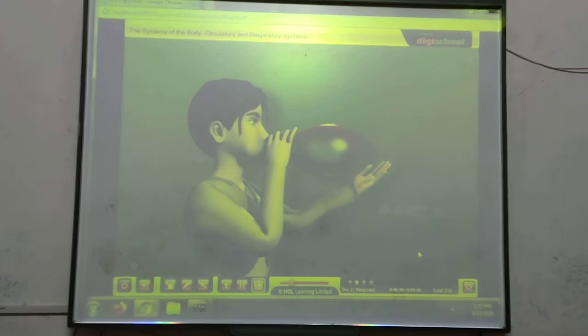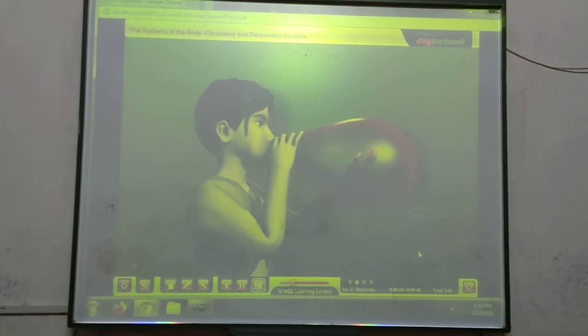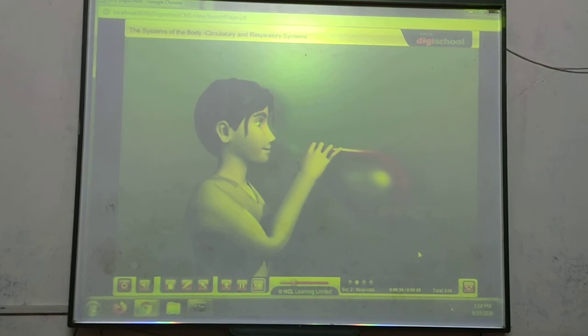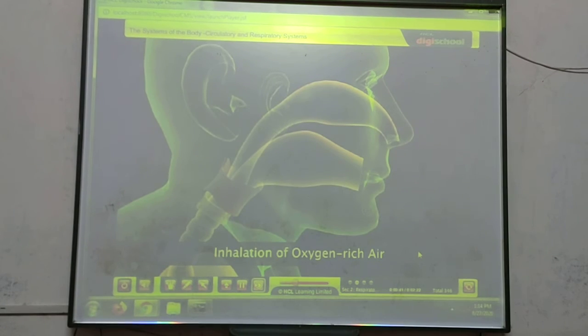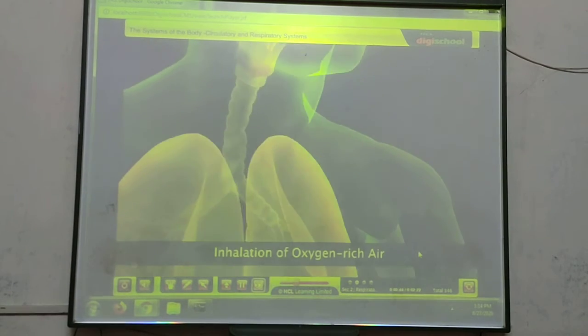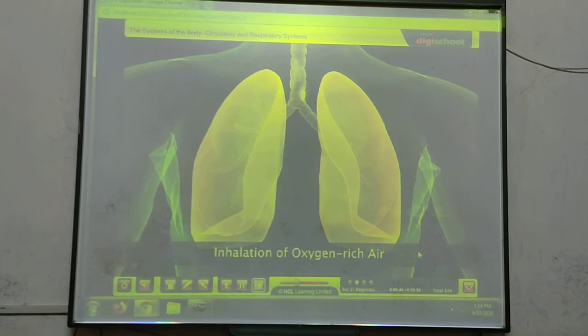It is just the same as the way a balloon expands when you blow into it. When air is then allowed to escape, the balloon slowly contracts. When you breathe in or inhale, the lungs fill with air rich in oxygen.